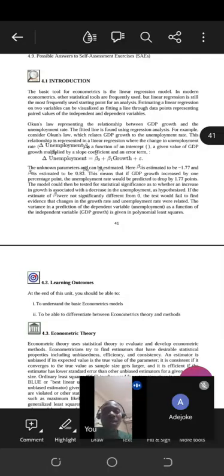Proceeding from that, I said if we were to rewrite this equation, àwa lè tún kọ. Since they've already gotten the value of beta naught and beta 1, change in unemployment is going to be 0.83 minus 1.77 growth, and that's it.